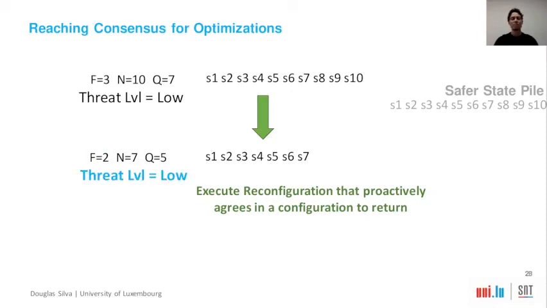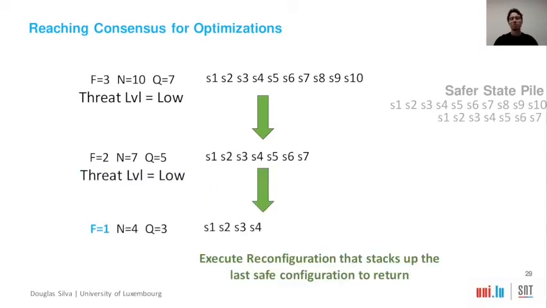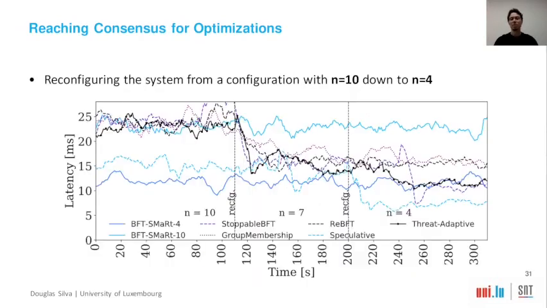The threat detector continues to show low chances of attacks occurring, so the system can optimize even further. We can go to the minimal configuration in this case, where we can cope with just one faulty replica, and we will save one more state on the safer state pile. Again, we decided the safe state to return to when we had a majority.